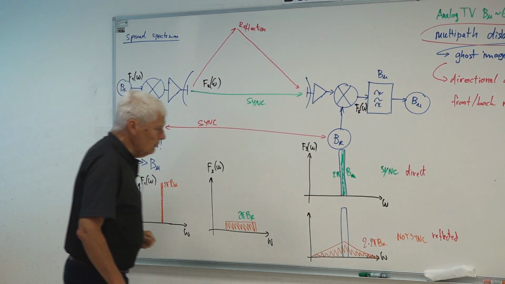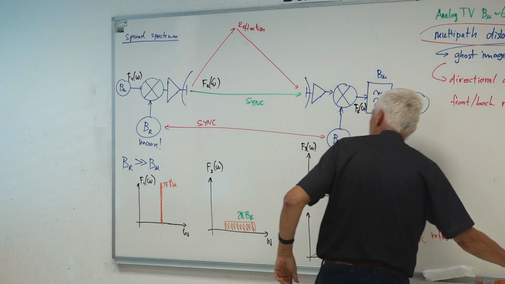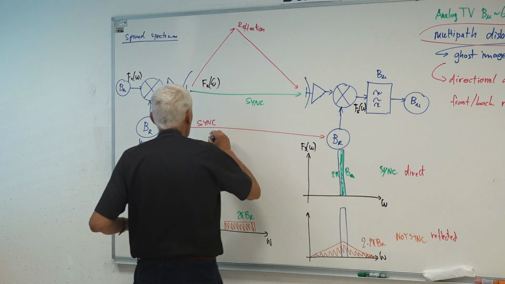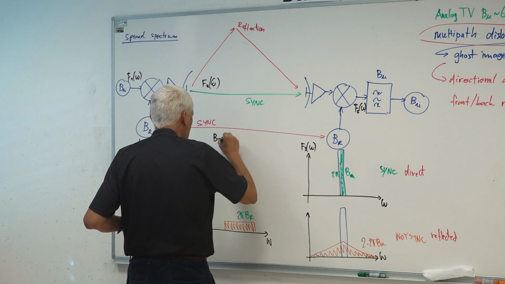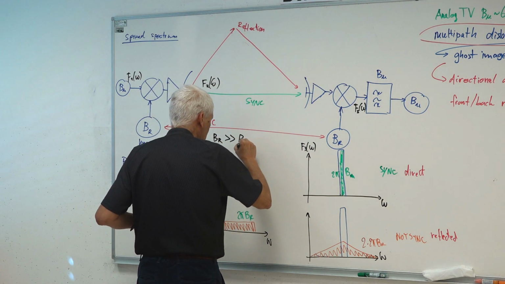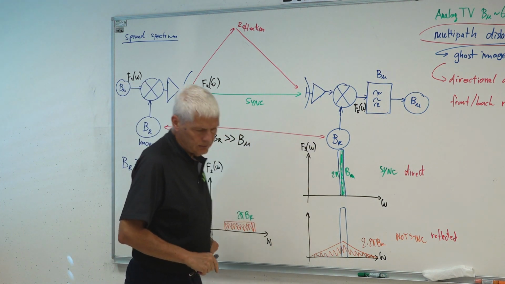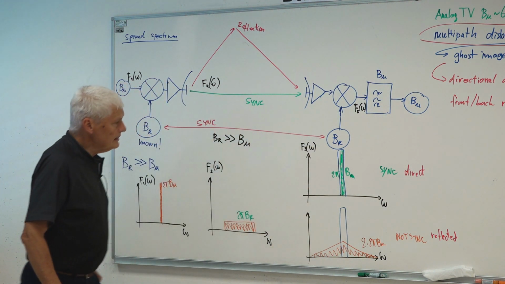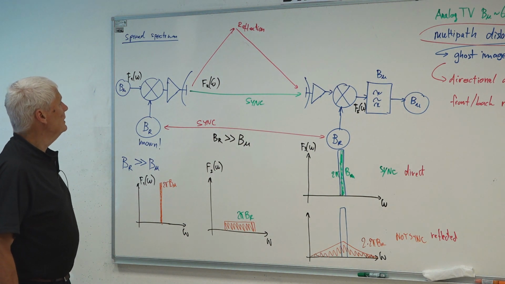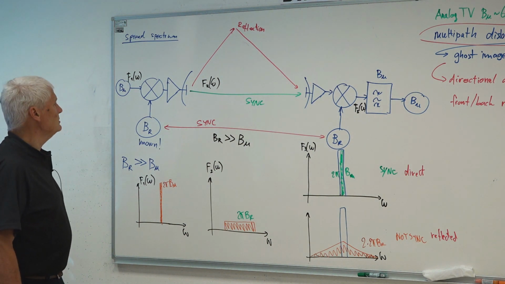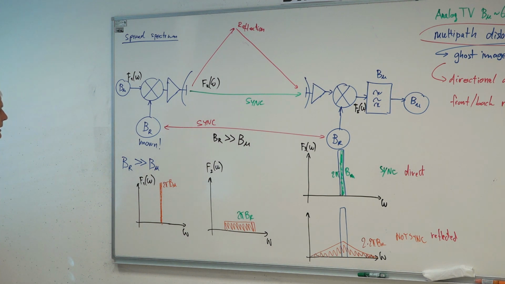So I always choose to have this spreading bandwidth BR much larger than B user in order to have a large signal to interference ratio. That's the trick of spread spectrum. Spread spectrum also allows us to do something different.